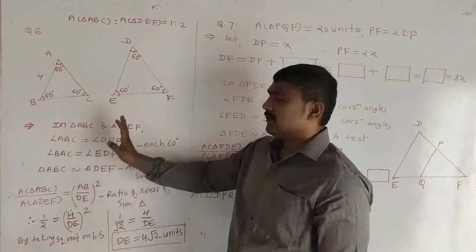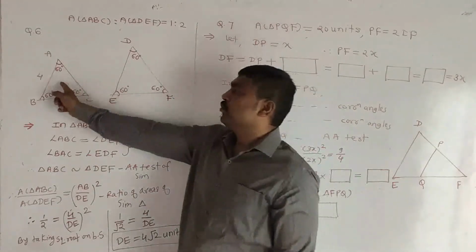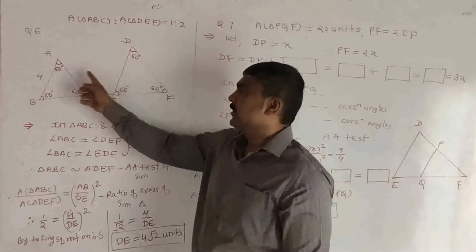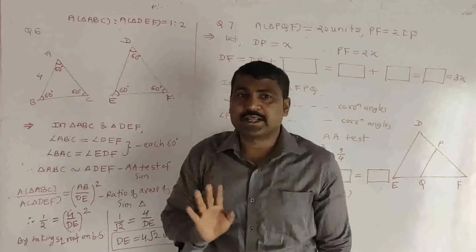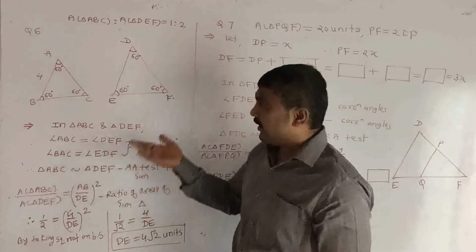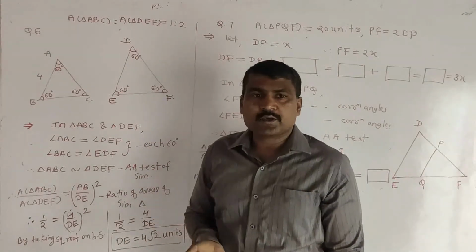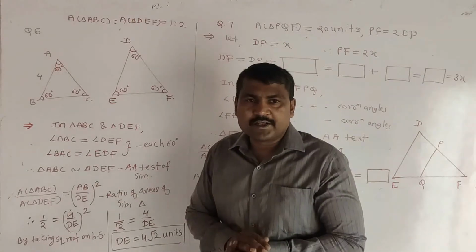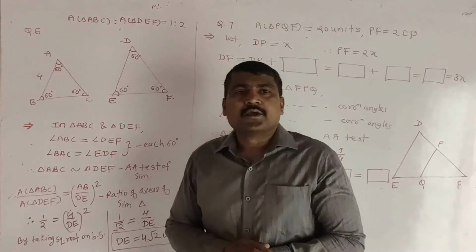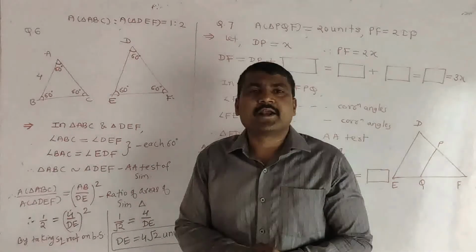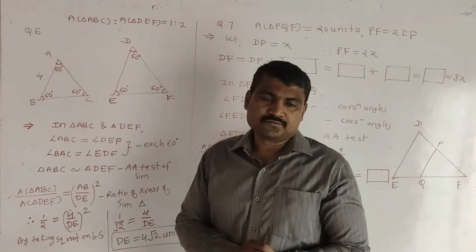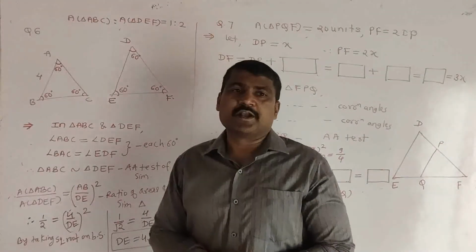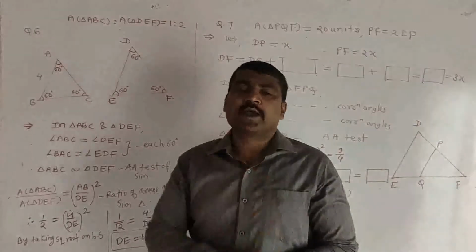Understood? So what did we do in this problem? Two triangles were given, ABC and DEF. Both triangles are equilateral triangles, and as we know, each angle of an equilateral triangle is 60 degrees. There are different tests of similarity, and I have told you the most important test is the AA test of similarity. In most problems we use the AA test of similarity. In that case we have to show two angles are the same.